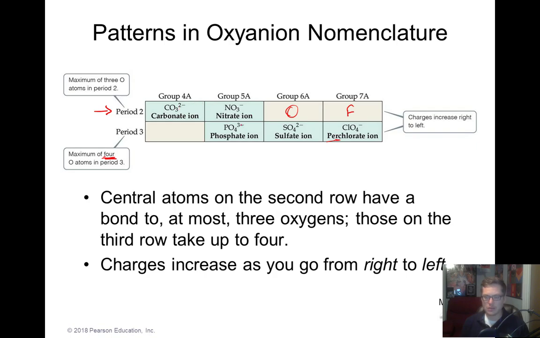All right? Or sorry, I said that backwards. They decrease as you go left to right, and increase as you go right to left. So nitrogen versus carbonate has 1 minus and then 2 minus. Okay, chlorine is 1 minus, sulfur is 2 minus, and then phosphorus is 3 minus. Just like their oxyanions. Pretty handy.